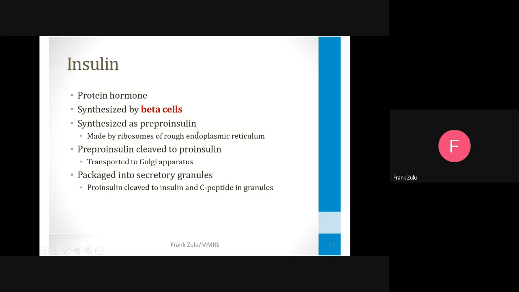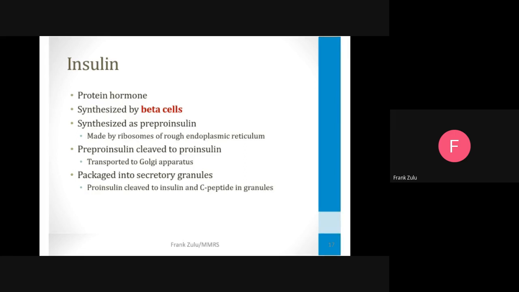Okay, pre-proinsulin. Then this pre-proinsulin has to be cleaved to pro-insulin. Then once it is cleaved, it is now transported to the Golgi apparatus. And the Golgi apparatus, you know, is the one that packages everything that comes into vesicles. Once it goes to the Golgi apparatus, it is packaged into the vesicle. And then the pro-insulin is cleaved into insulin and the C-peptide.